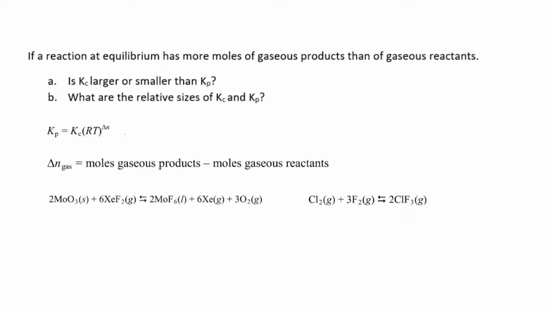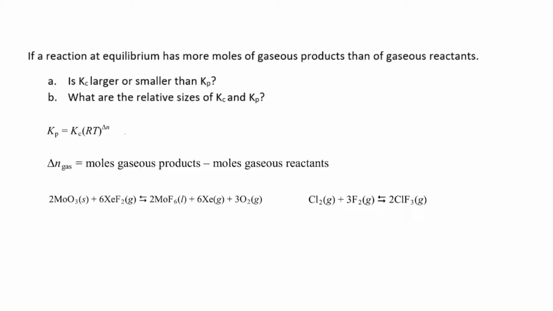Today we're going to look at this question. If a reaction at equilibrium has more moles of gaseous products than of gaseous reactants, A, is Kc larger or smaller than Kp? B, what are the relative sizes of Kc and Kp?